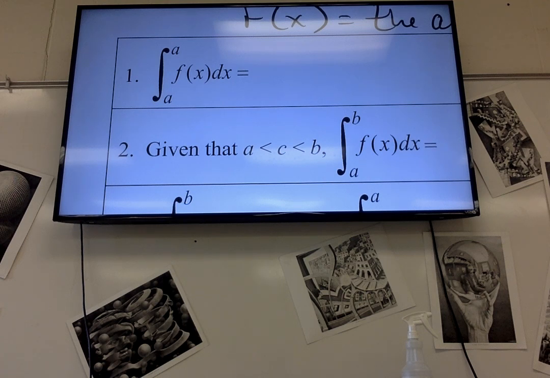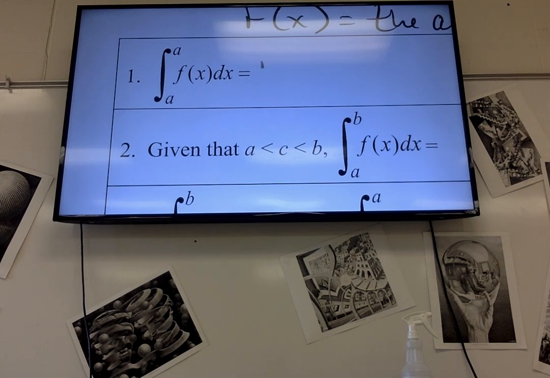Because it's going to be itself minus itself. f of a minus f of a, which in here is going to be 0. So that does make sense.